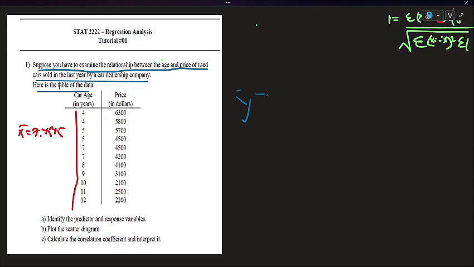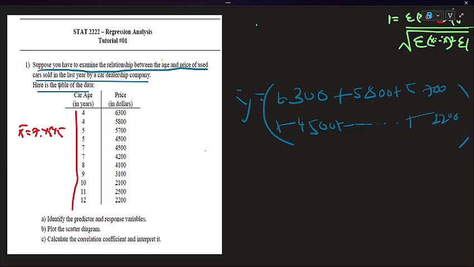We're going to find the y bar value. We need a calculator to find this value. 58, then 50, so not plus 4000, plus all the values you have to add until 2200. This means all these values you have to add together and divide by 11.